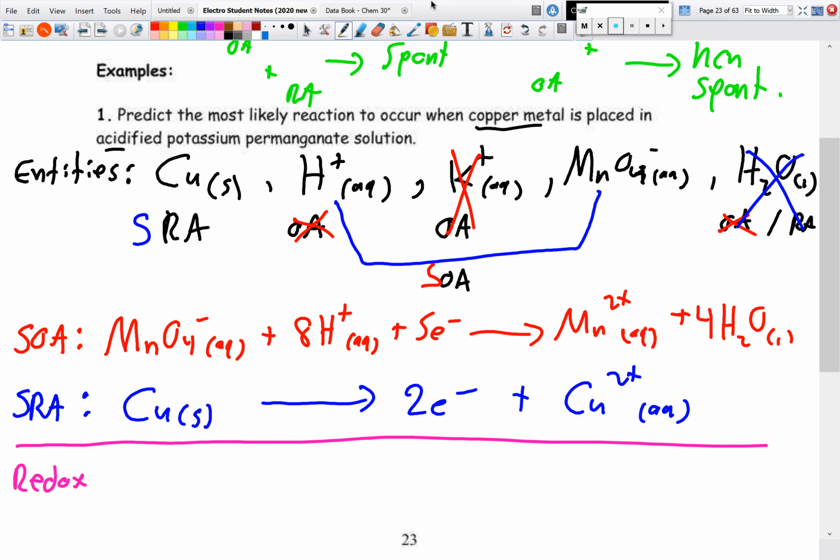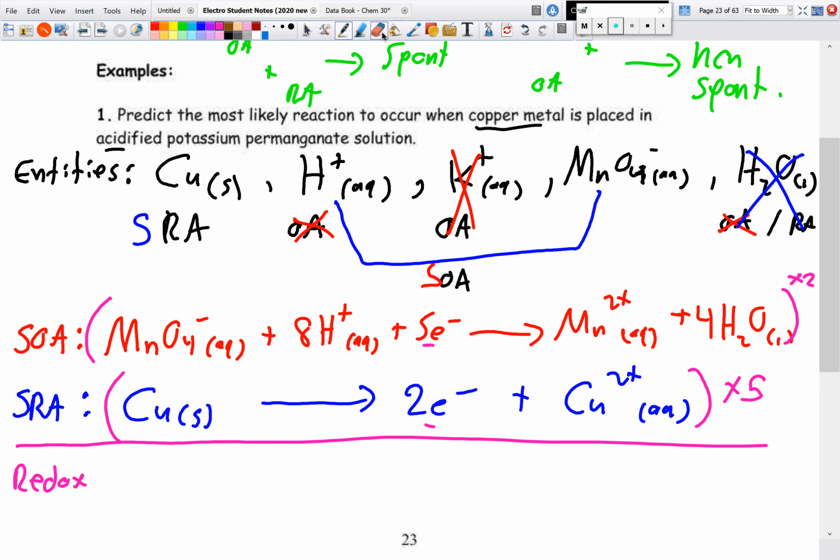Now, of course, we are going to have to add these reactions together. So that's when we get into step 4. We balance the number of electrons. I'm writing out the net ionic equation. So in our top reaction here, we have 5 electrons. Down here, we have 2. Lowest common multiple is going to be 10. So I'm going to have to multiply this equation by 5. I'm going to have to multiply my top equation by 2.